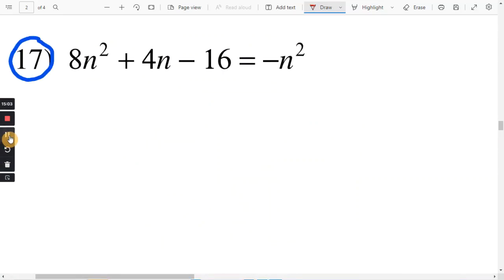Okay, please pause and try number 17. Make sure the first step is to set it equal to 0, so you want to get rid of this here. Okay, so we want a 0 here. The opposite of negative n squared is a positive n squared. So when you do this, you want to combine it with the like terms, the n squared. So do that to both sides, plus n squared.